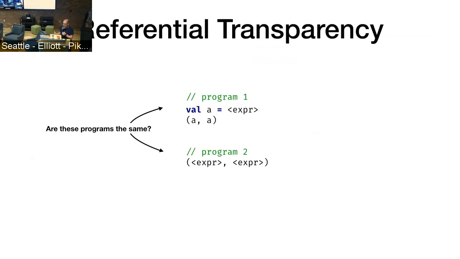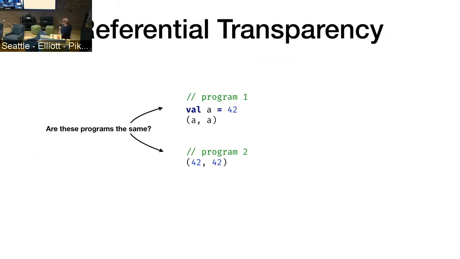So are those the same program or not? It's a simple question, and in functional programming, the answer is always yes. They're always the same program, okay? But in general, in Scala, which is not a pure language, it depends on whether that expression is referentially transparent, and that is, in fact, the definition. So let's look at some examples here.